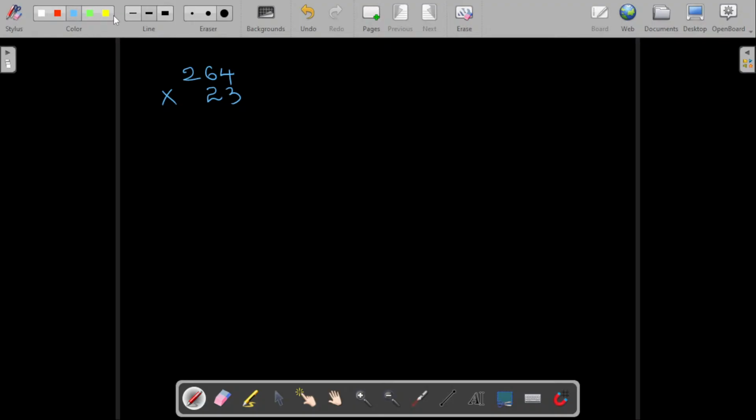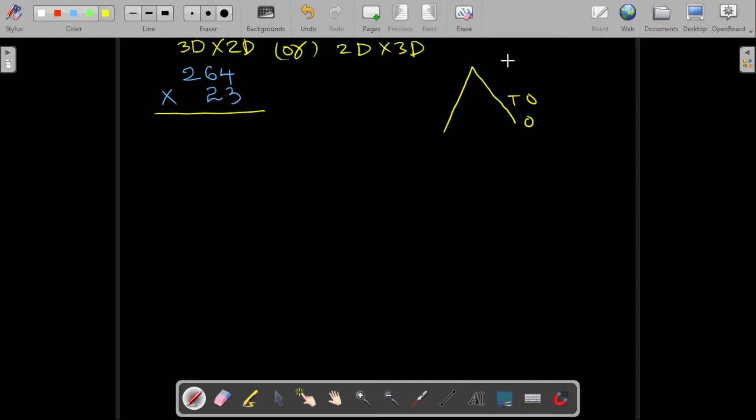So 2D into 3D, or 3D into 2D, or 2D into 3D. In this case, I have told you the general method. Ones place first, then ones place and tens place, then ones place, tens place, hundreds place. This is for 3D into 3D, right?